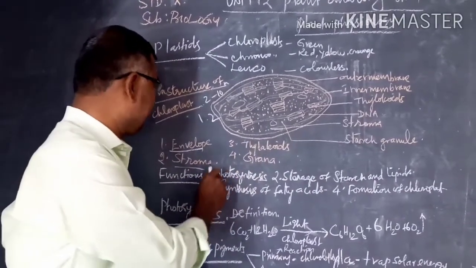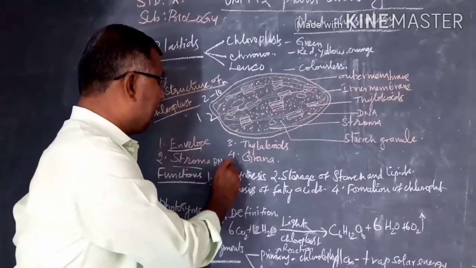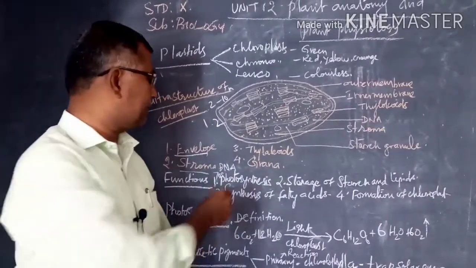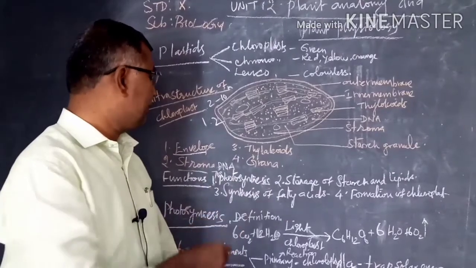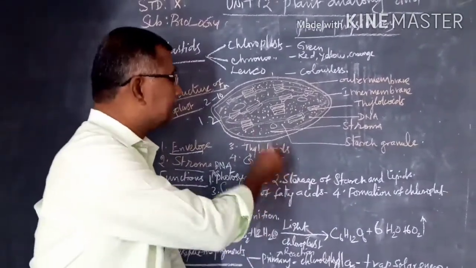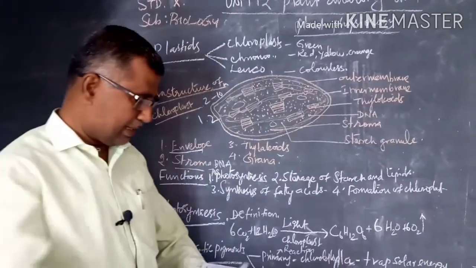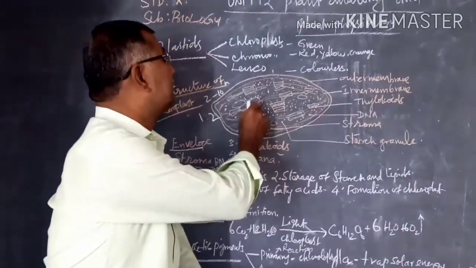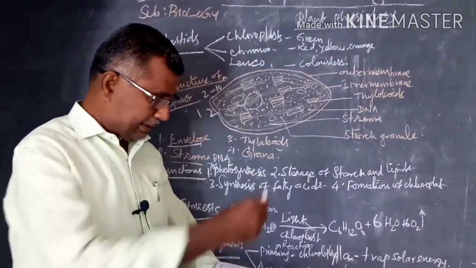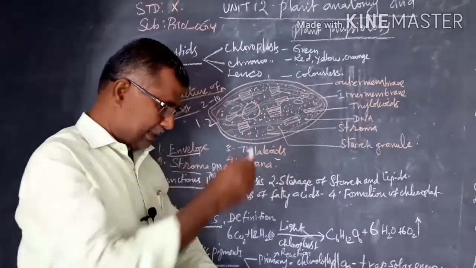It contains DNA and ribosome, which is 70S. 70S means S refers to subunit of the ribosome, which is involved in protein synthesis. Then the third one is thylakoids. It consists of the thylakoid membrane. Thylakoids are enclosed by the thylakoid membrane and enclose the lumen.